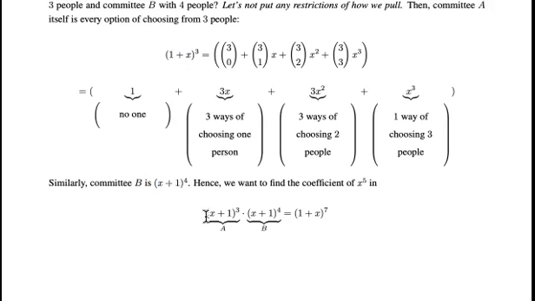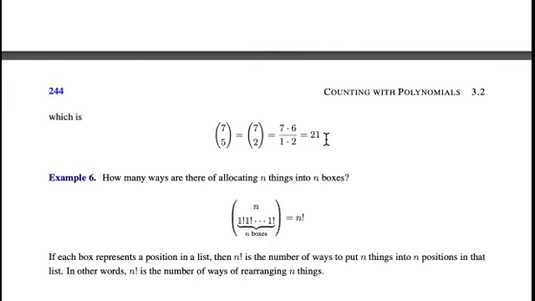So if we put these together, we just get (1 plus x) to the 7th, and we're just looking for the coefficient of x to the 5th. Well, that's just a binomial coefficient computation, and we're done, 21. So that's a nice committee problem when there's no restrictions at all. Then we can just use binomial coefficient magic and get it.